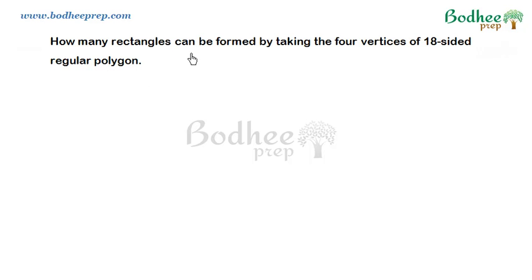Now the question is: how many rectangles can be formed by taking 4 vertices of an 18-sided regular polygon? Before going ahead and getting the answer, let us first analyze how many rectangles we can make if the number of sides of a polygon is smaller. So I'm taking here a hexagon.